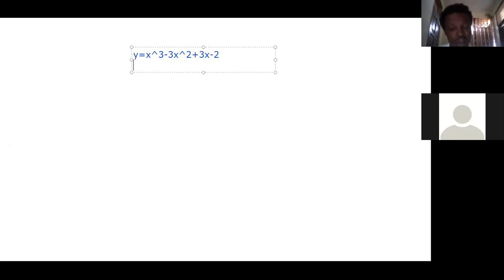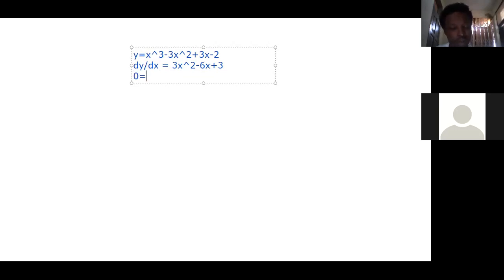So for the turning points we first find dy/dx. When we do dy/dx, what are we getting? 3x squared minus 6x plus 3. Then we equate it to 0 so that we can get the turning points.